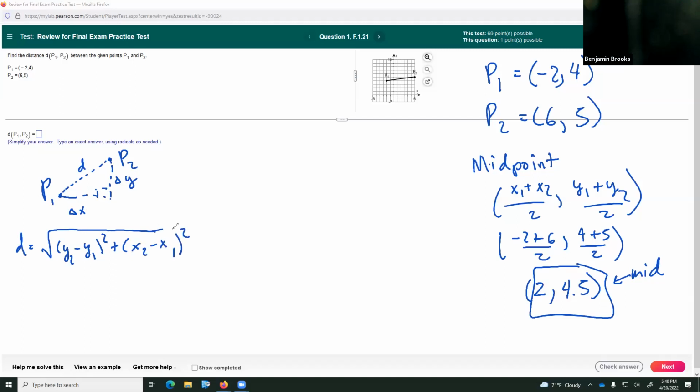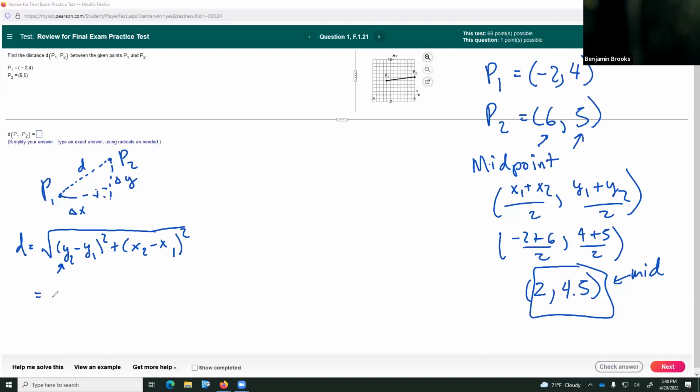Does it matter which one comes first? No, just as long as it's consistent. In other words, if you're saying y2 is 5, well then x2 needs to be 6. So just make sure that you're keeping everything consistent. The other thing is this: all this means is the difference between the two.